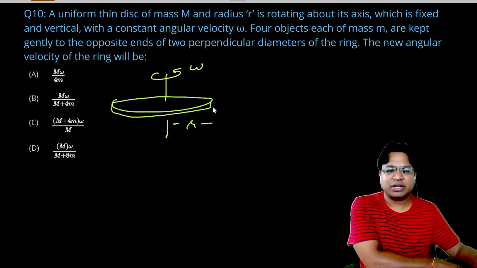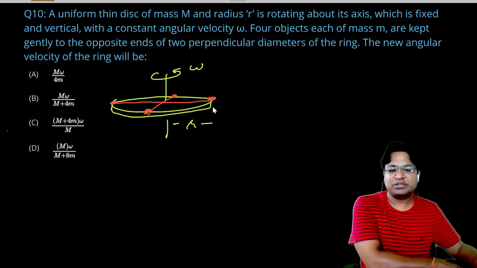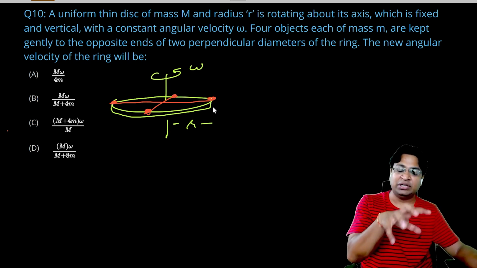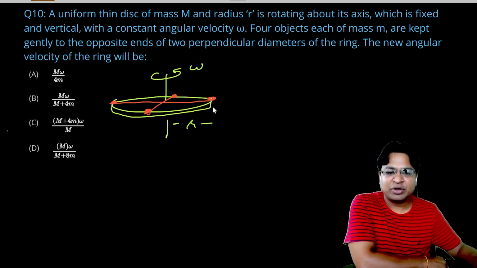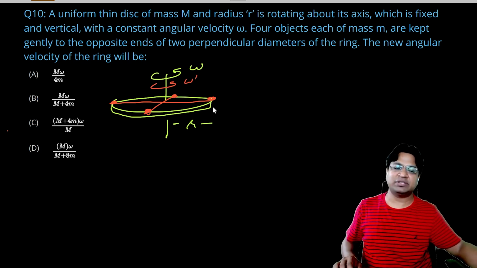Four objects, each of mass m, are kept gently on the disk on two perpendicular diameters. So this disk will have one diameter like this, the other diameter like this, and what we have done, we have placed four particles here gently, that means without exerting any impulse. Because of that, the omega will change to a certain value. So we know that we are going to use angular momentum conservation here.